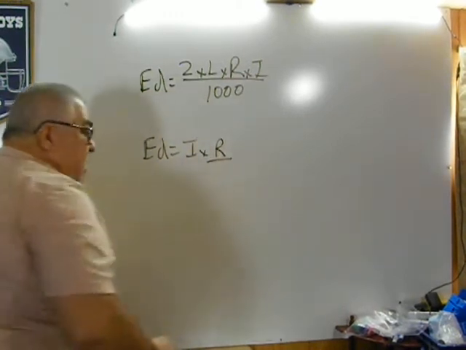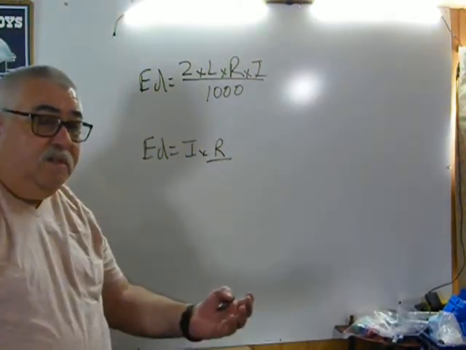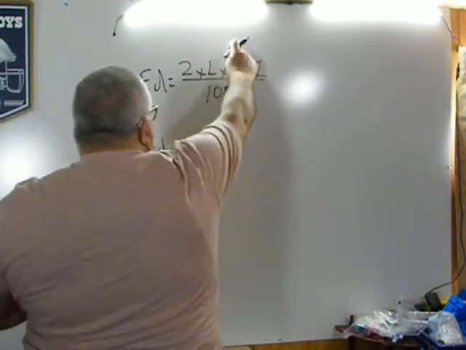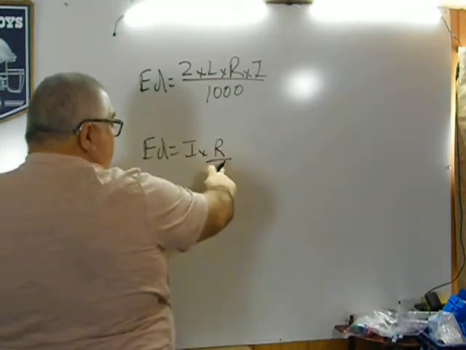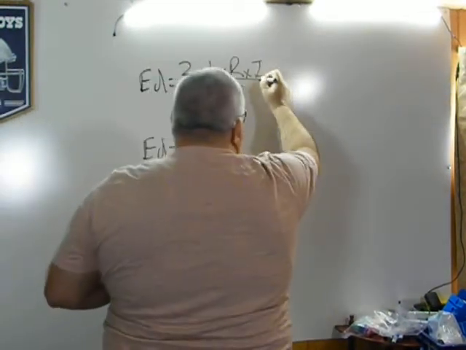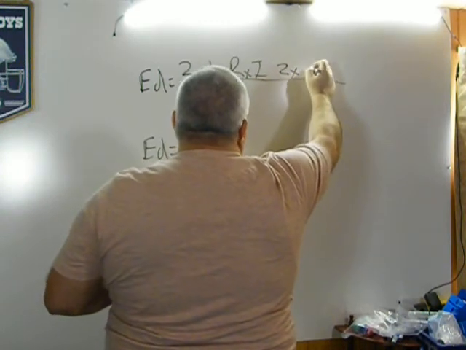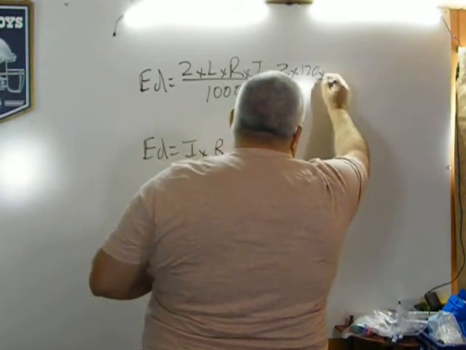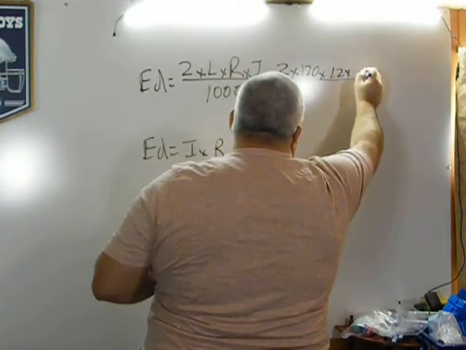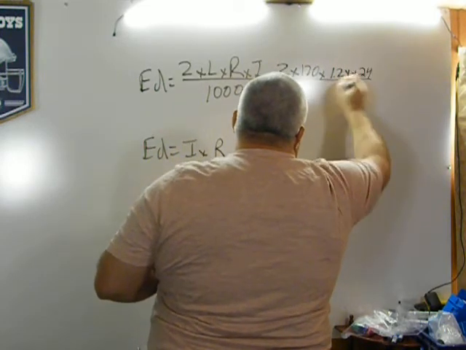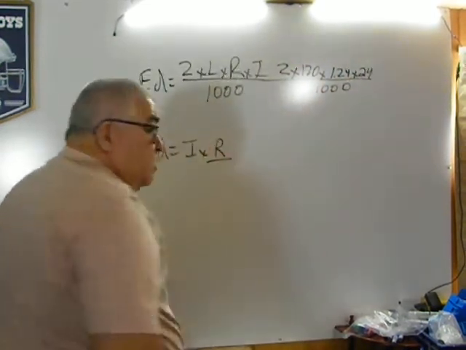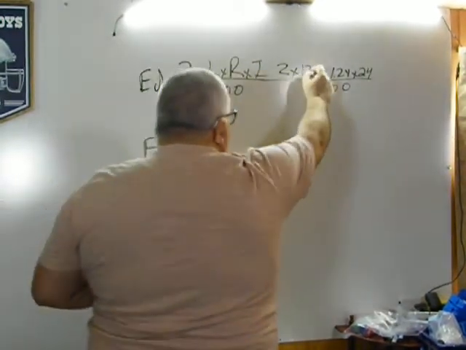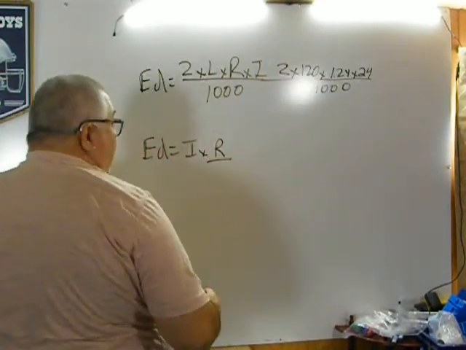The thing with R is we have to find the resistance of that wire, because this here is for 1,000 feet. Well, we don't have 1,000 feet. Yesterday I used an example, 2 times 120 times 1.24 times 24 divided by 1,000. And that's what I used yesterday. Here we have to find the resistance for this 240 feet.